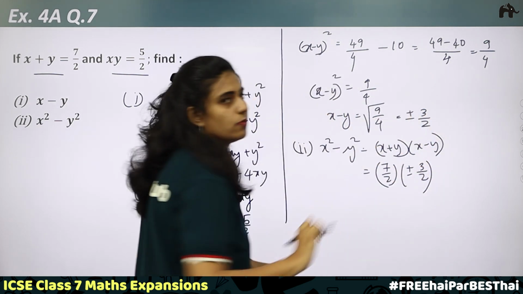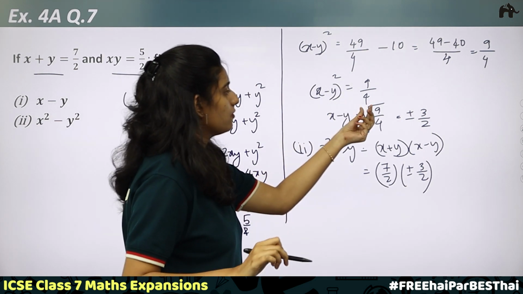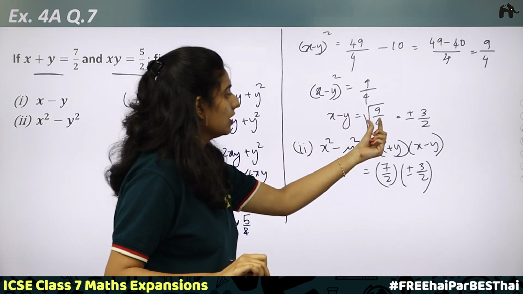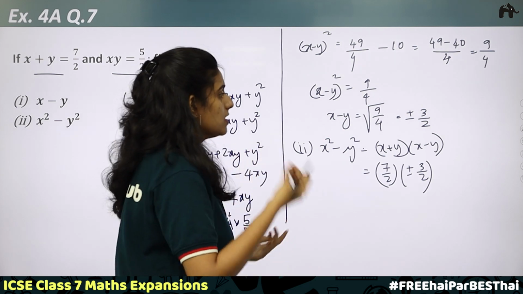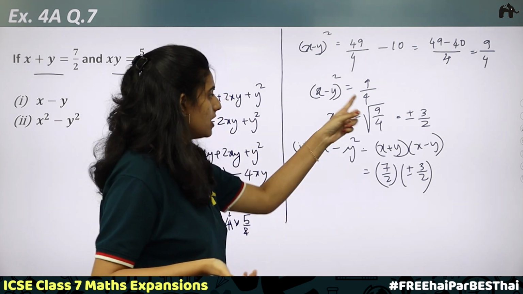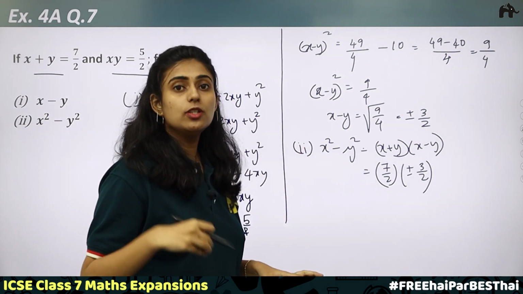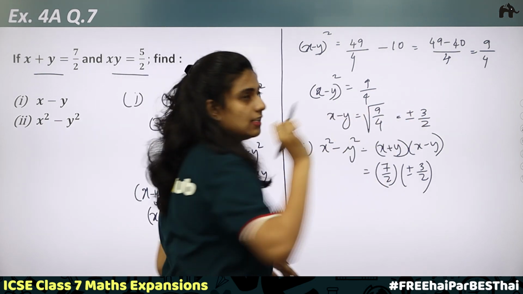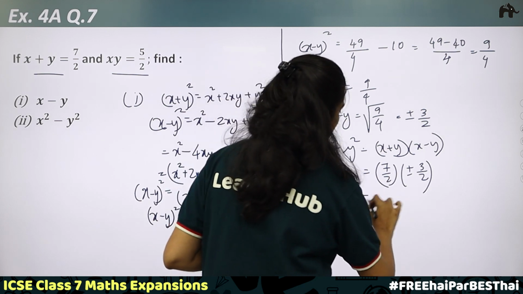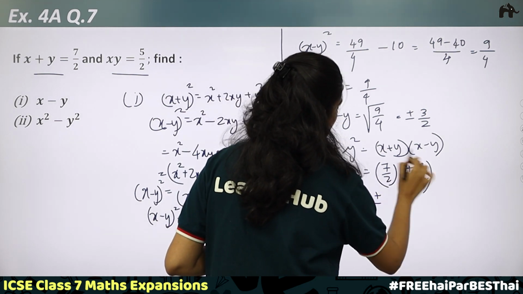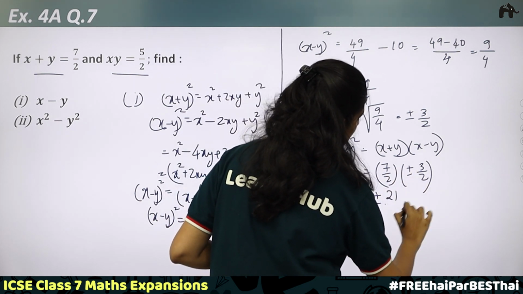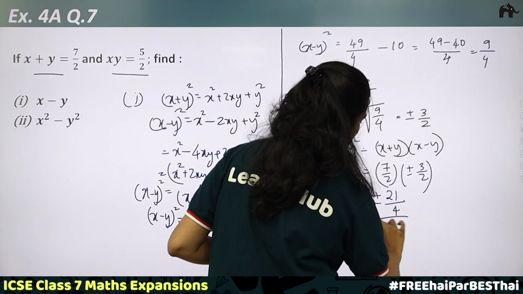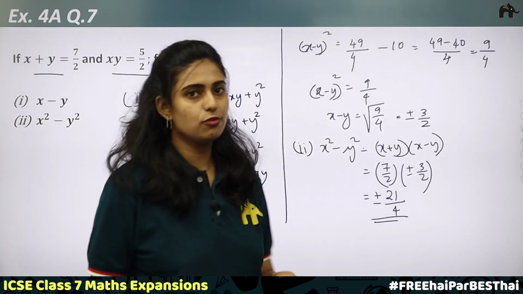This plus or minus is very important. When you take root of these numbers, you can get positive or negative. Plus 3 by 2 into plus 3 by 2 is 9 by 4. Minus 3 by 2 into minus 3 by 2 is also 9 by 4. So, the plus or minus sign is very important. Okay, now multiplying, you get plus or minus 7 3s are 21, 2 2s are 4. So, plus or minus 21 divided by 4 is your answer.